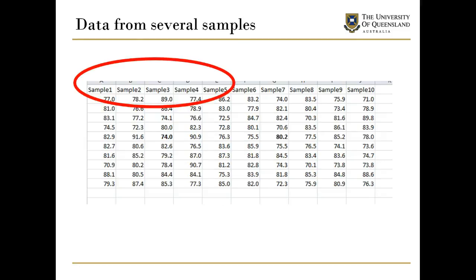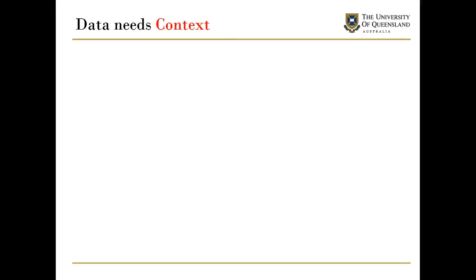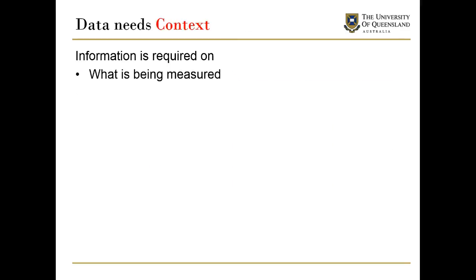Is it useful? It might give you a bit more information here. We've actually got 10 samples. So here, we've at least got some idea that we've got 10 samples, and then we've got several numbers within each sample. But even that is not very useful. Data needs context.